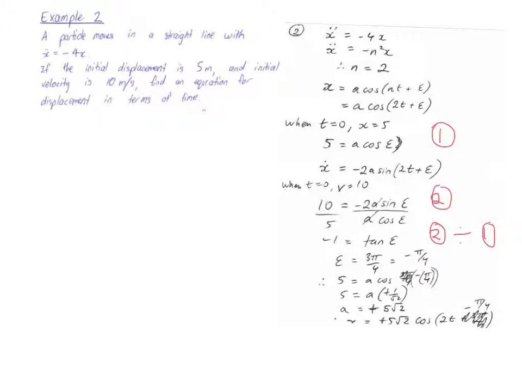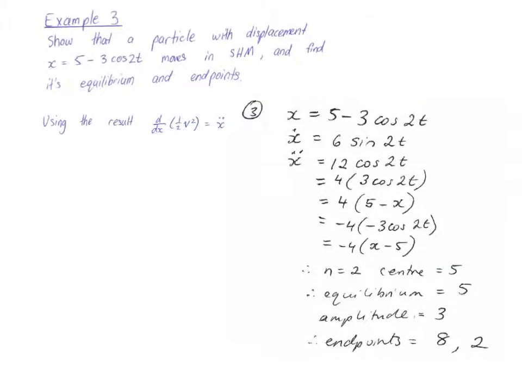Okay, so then you can just sub that back into either equation 1 or equation 2 to find your A, and you end up with A being 5√2. It looks like it's been cut off a little bit at the bottom there. x equals 5√2 cos of (2t minus pi on 4). Alright, so we just had to find A, n and epsilon.